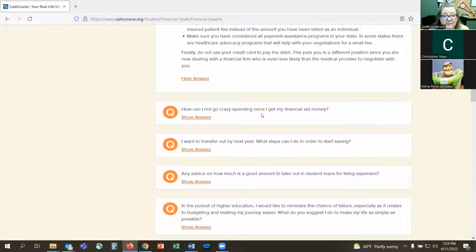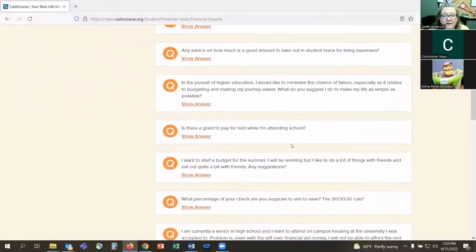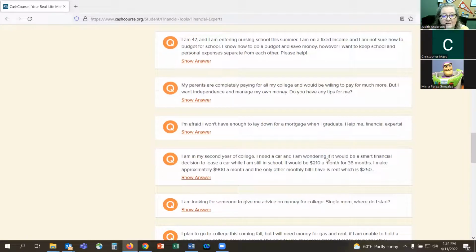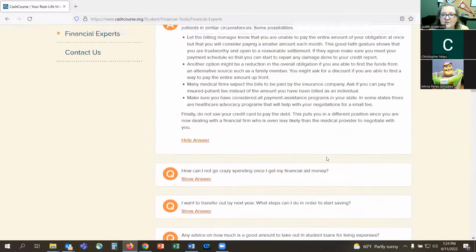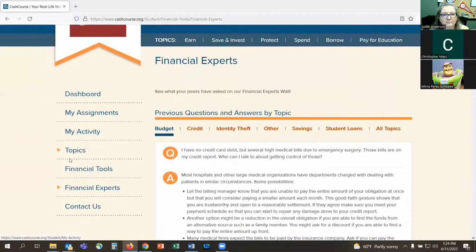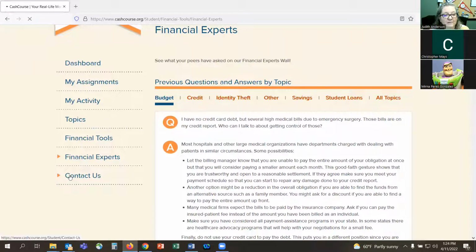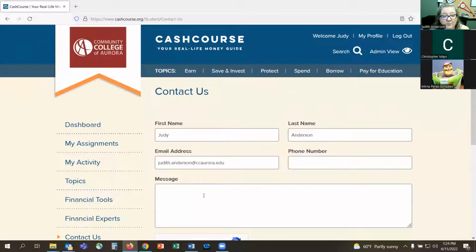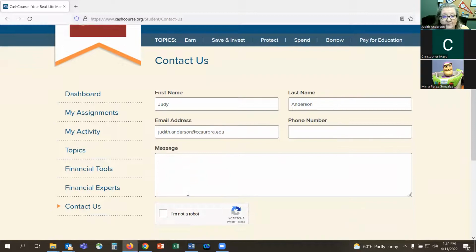And then crazy spending, transferring, and what to do about saving and paying rent. So there's a lot of good questions and answers here. So don't be afraid to use this section as well. And then if there are any problems, you can go ahead and send an email and put what your question is here and it'll get answered.